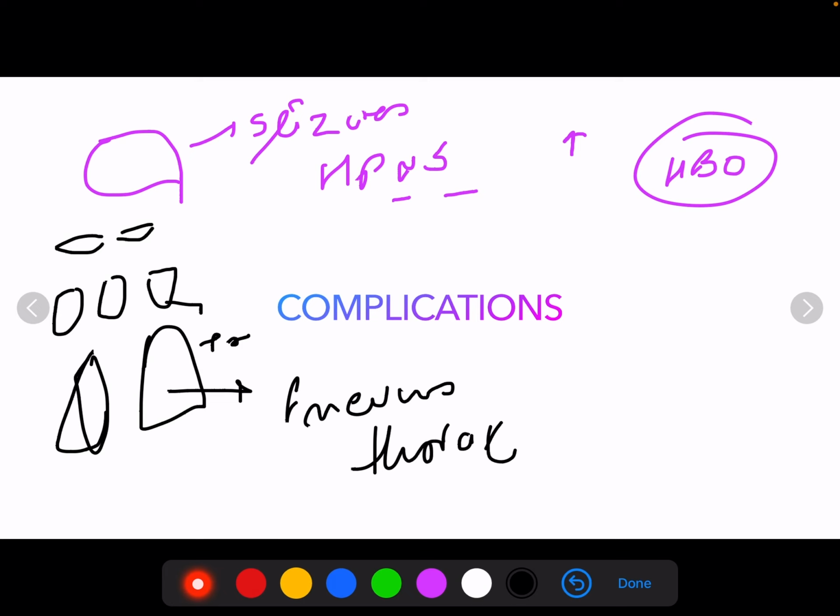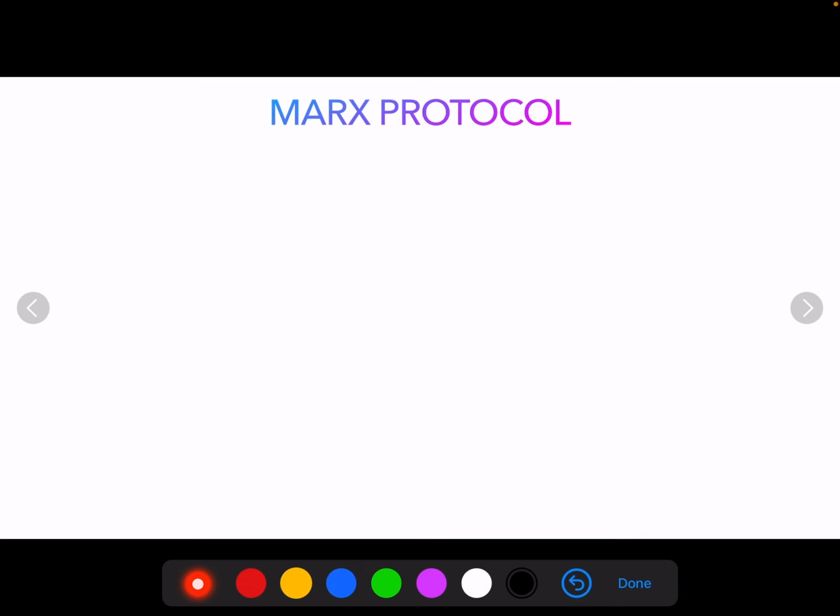So concluding the complications: oxygen toxicity, seizures, tooth and sinus pain, visual changes, high pressure nervous syndrome, pneumothorax, and decompression sickness will be seen as complications. Next comes the MARX protocol. For the MARX protocol, there are 3 stages.